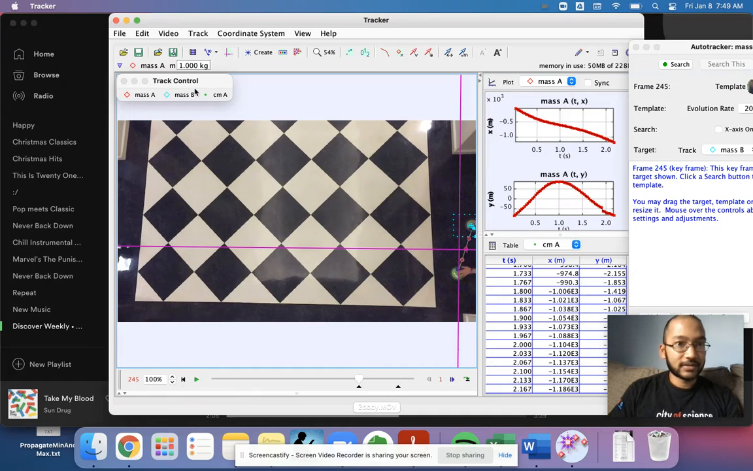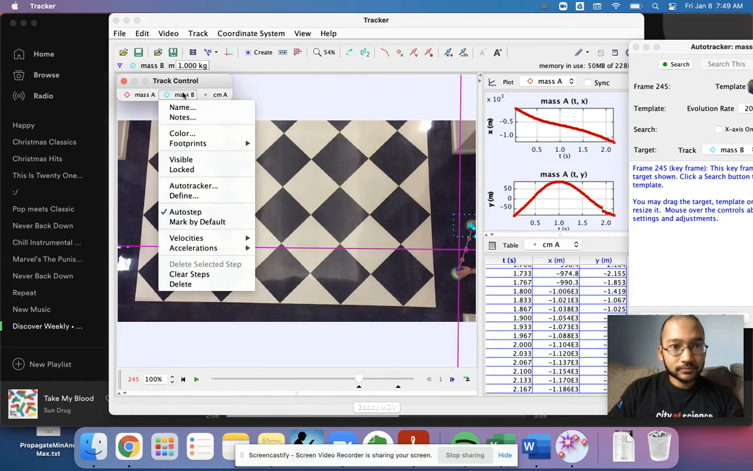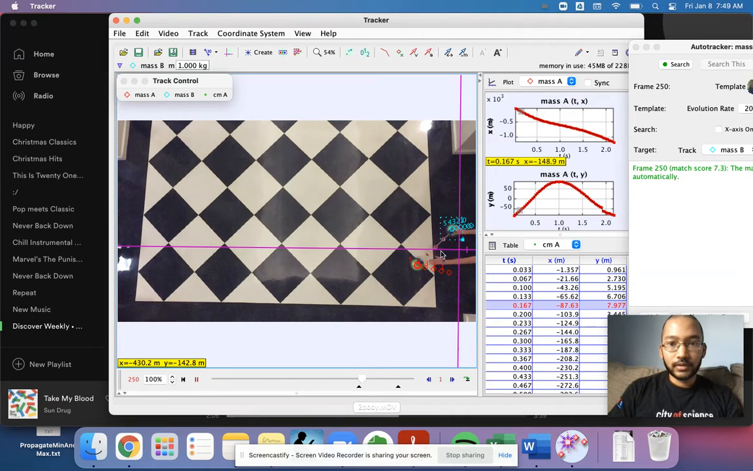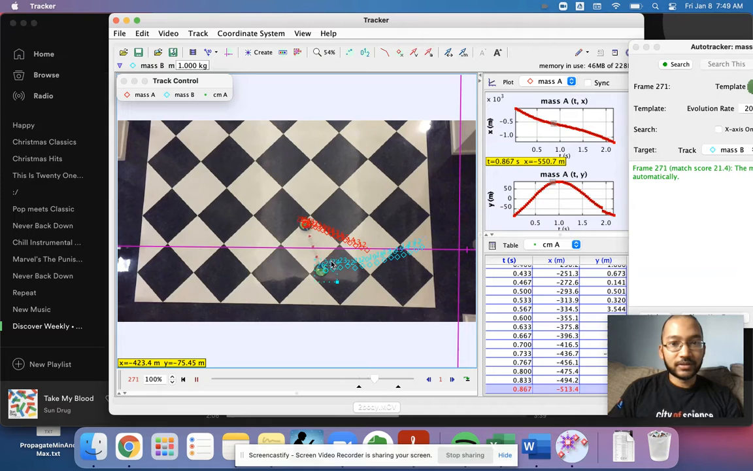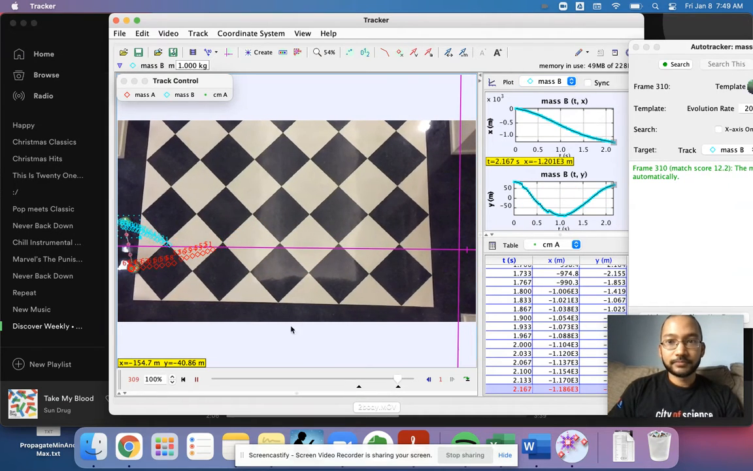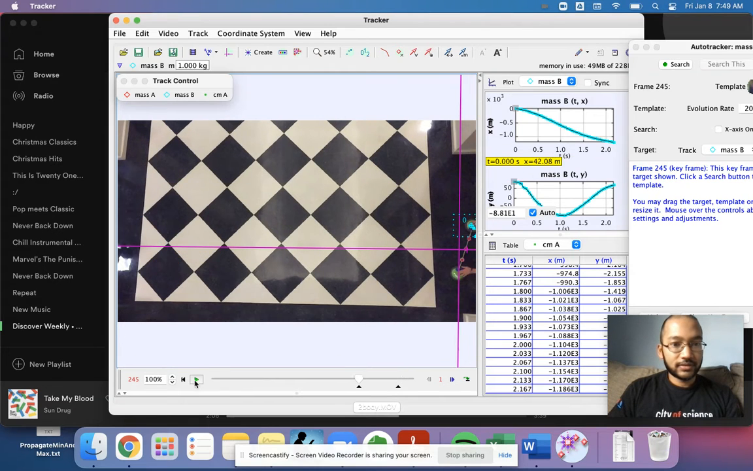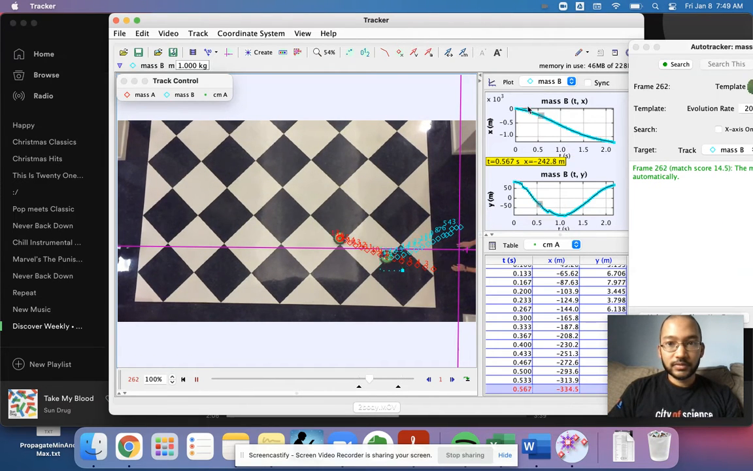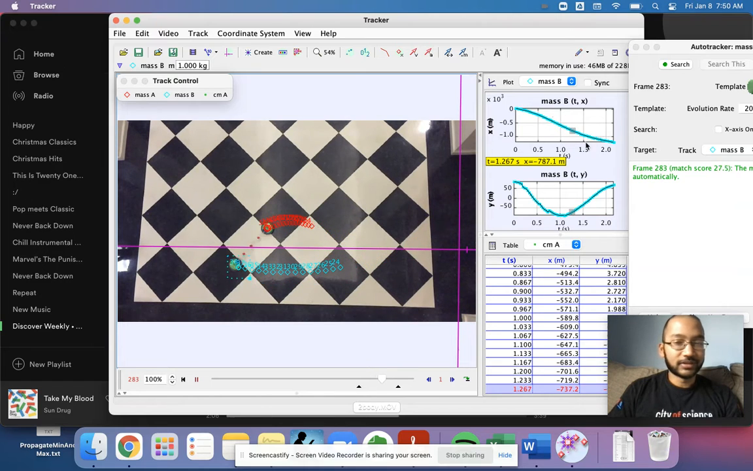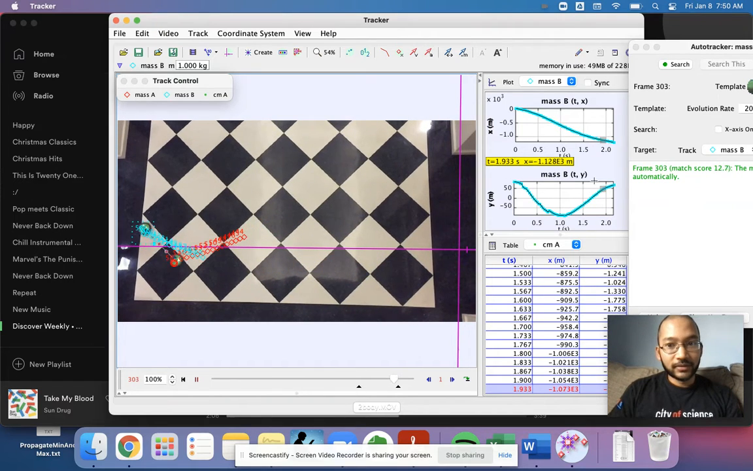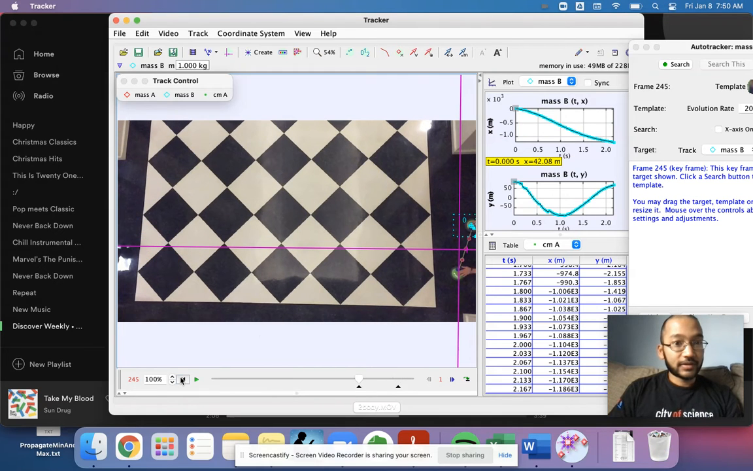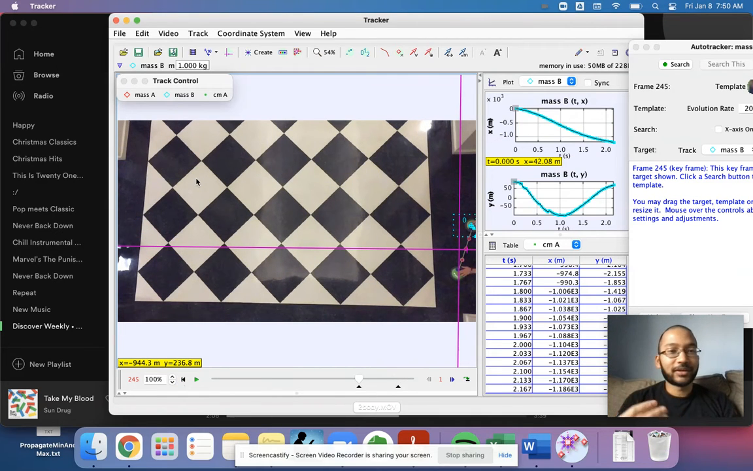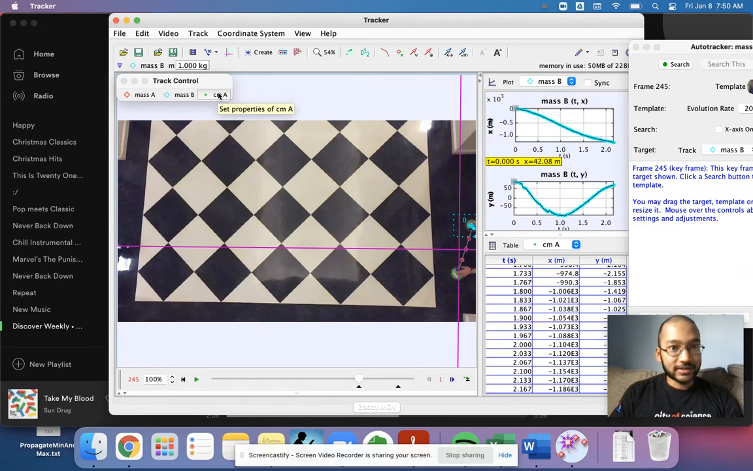What about mass B? It's kind of a similar story. Moves to the left, kind of speeds up and then slows down, moves down and then up. And the graphs for it are that. Let me just play that again. So steadily moving to the left, but kind of speeding up and slowing down, and then moving down and then up. All right, so that's kind of a complicated motion. If only there was a way that we could simplify this, and we can: introduce the center of mass.